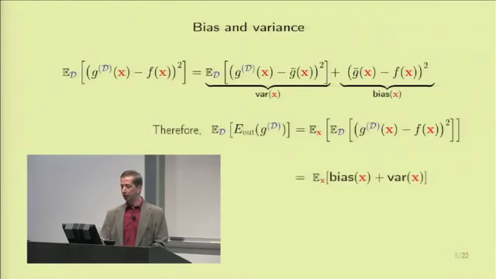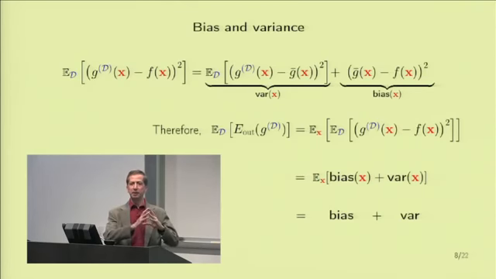So this would be what? This would be the expected value with respect to x of bias plus variance at x. And the expected value of the bias with respect to x, I'm just going to call it bias. And the expected value of the variance, we're going to call it expected variance. And that's what you get. And this is the bias-variance decomposition. So now I have a single number that describes the expected out-of-sample error.